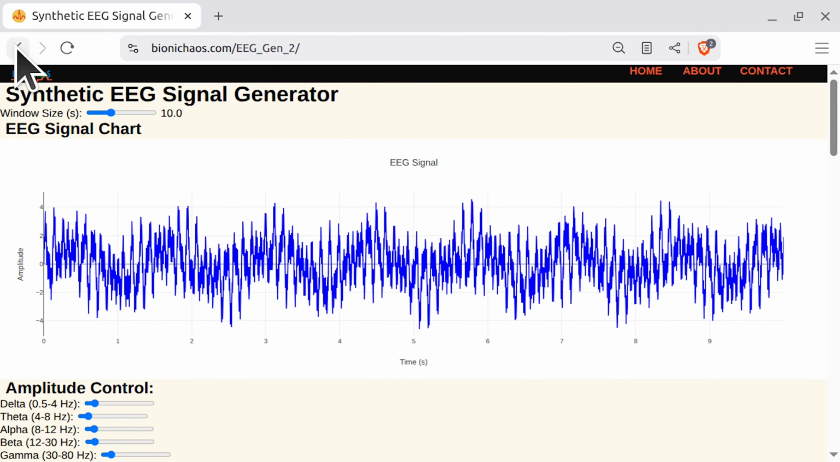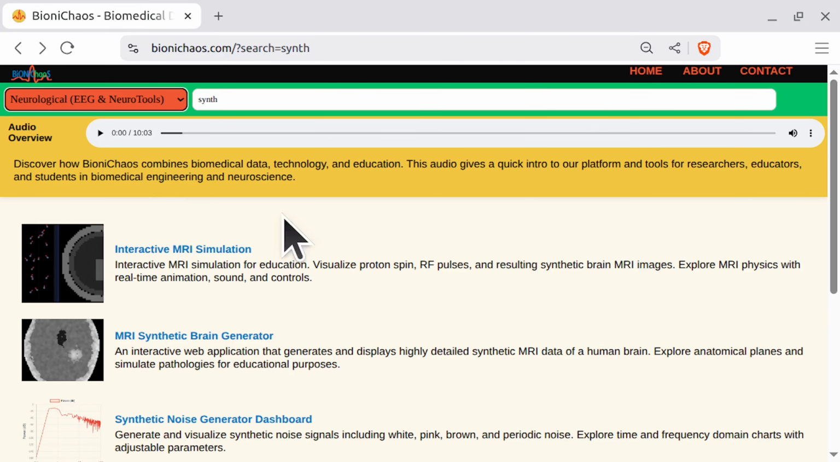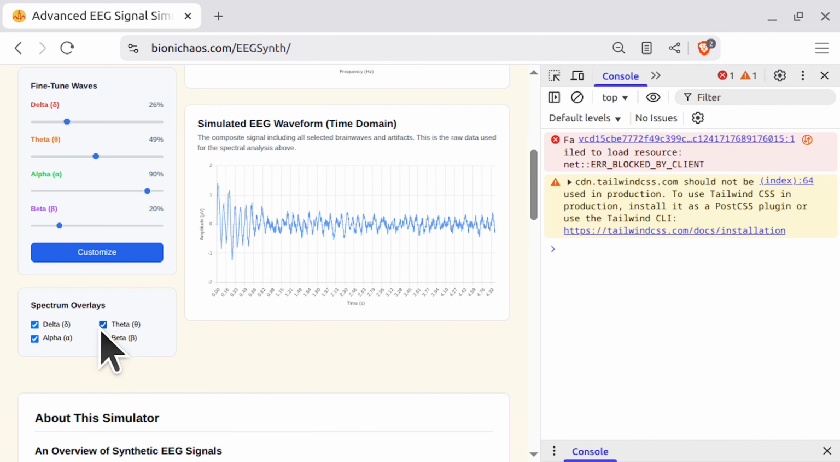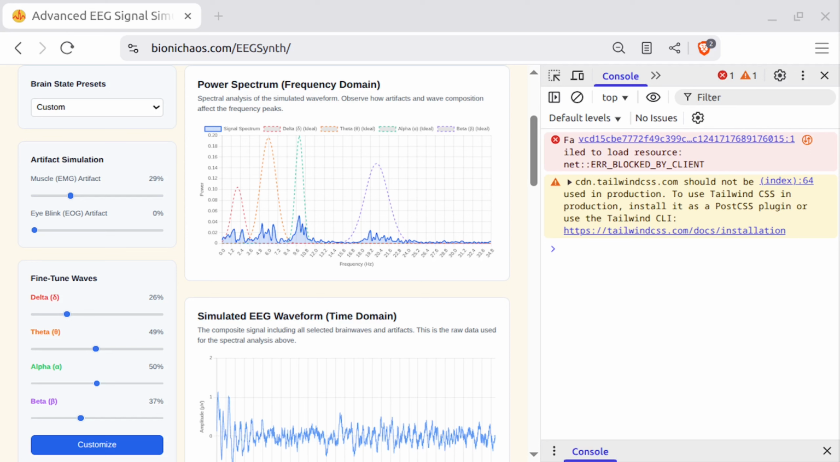At the synthetic EEG signal generator, let's go EEG, and ideally we have an animate button for this. Okay, so Perplexity, Gemini, or ChatGPT, which one should we use for voice?